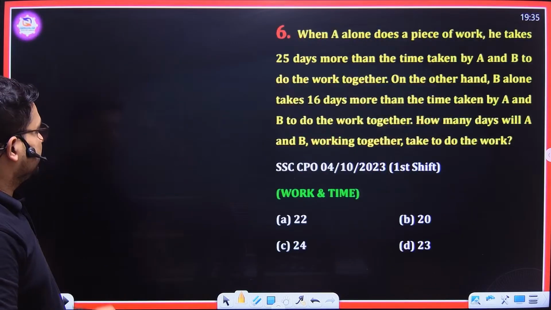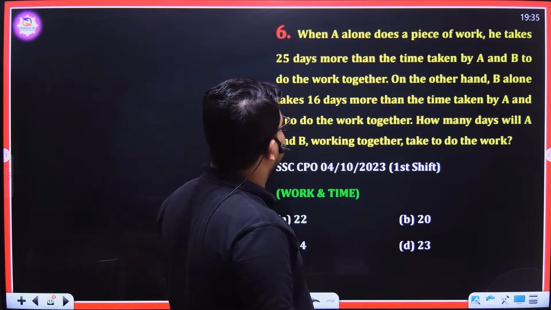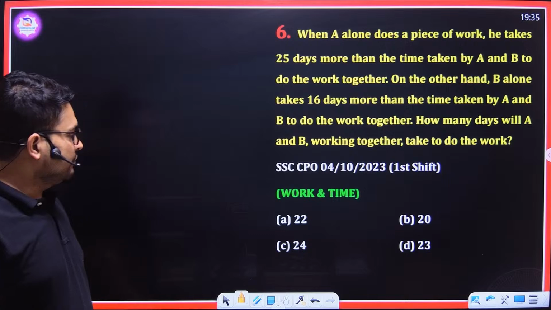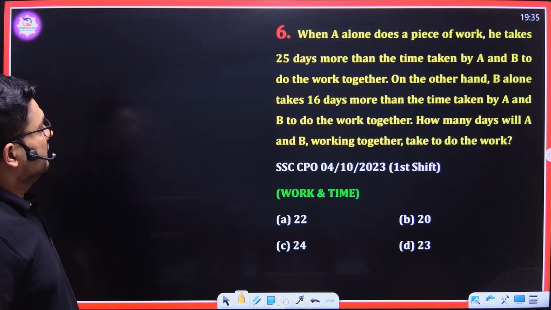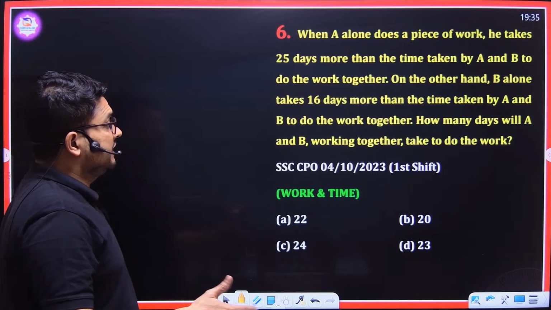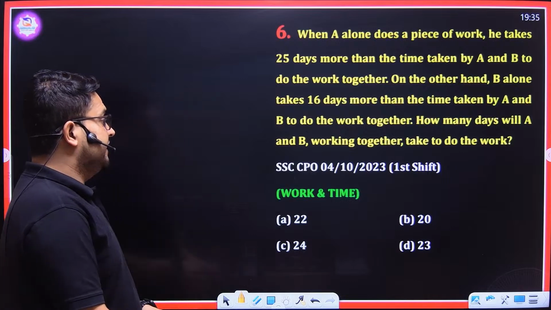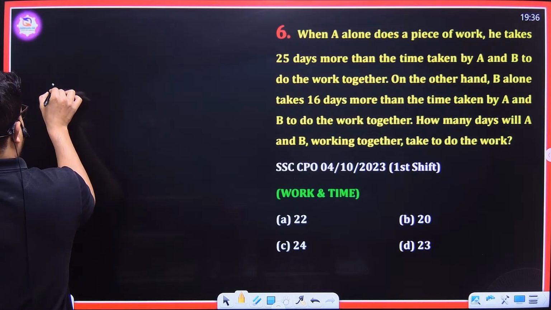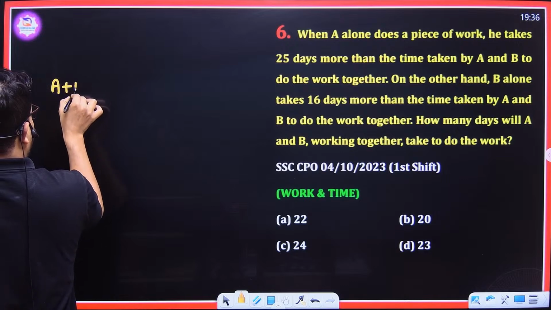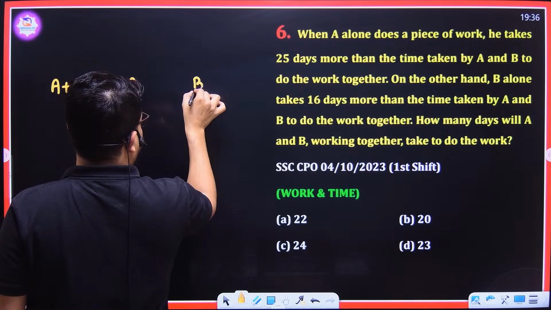Next, when A alone does a piece of work, he takes 25 days more than the time taken by A and B to complete this work. On the other hand, B alone takes 16 days more than the time taken by A and B to do the work together. How many days will A and B working together take to do the work? See, we have A plus B, we have A alone, we have B alone. We have a relation between them.